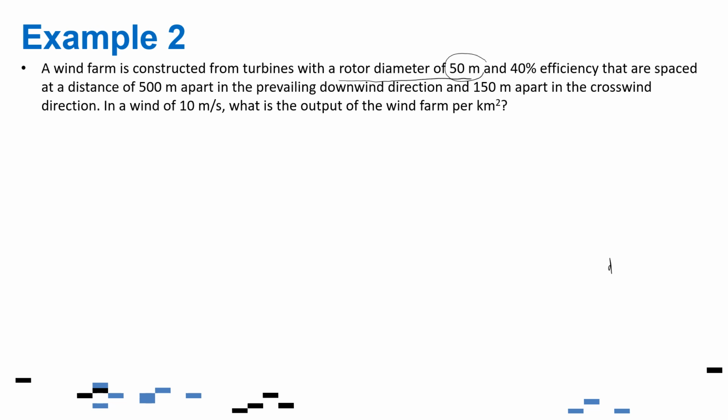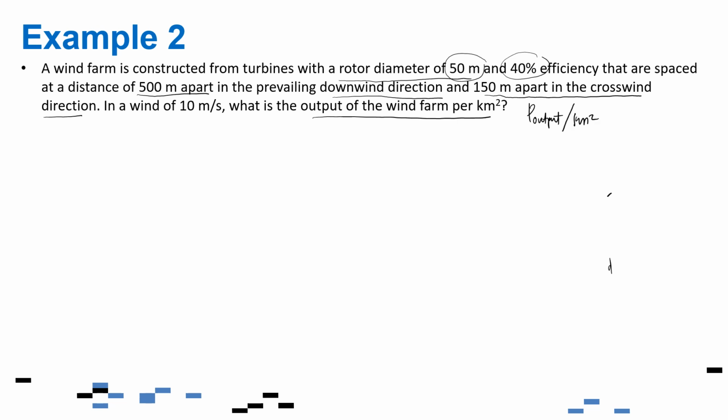So in this example, a wind farm is constructed from turbines with a rotor diameter of 50 meters and 40% efficiency that are spaced at a distance of 500 meters apart in the prevailing downwind direction and 150 meters apart in the crosswind direction. In a wind of a velocity of 10 meters per second, what is the output of the wind farm per square kilometer?